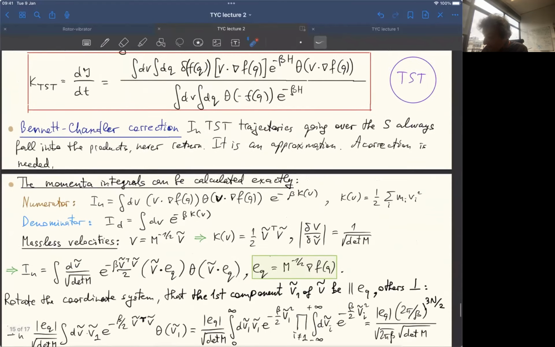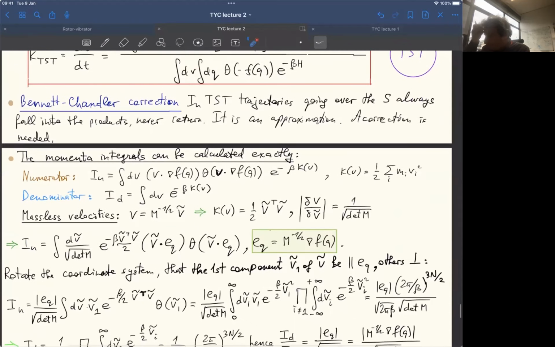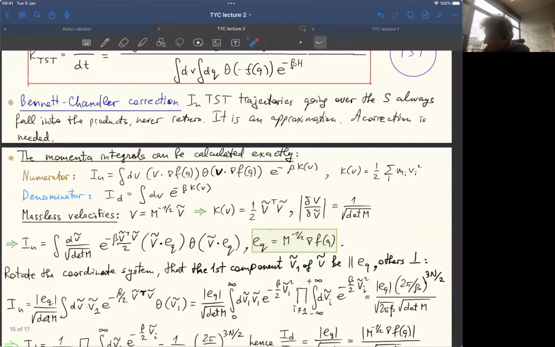In the numerator, we have this dot product of the multidimensional vector of velocities and the gradient to the dividing surface, which for the integration of the velocity is a fixed vector for the given q. We also have this Heaviside function, and then the exponential of the kinetic energy. Kinetic energy is a sum over atomic velocities.